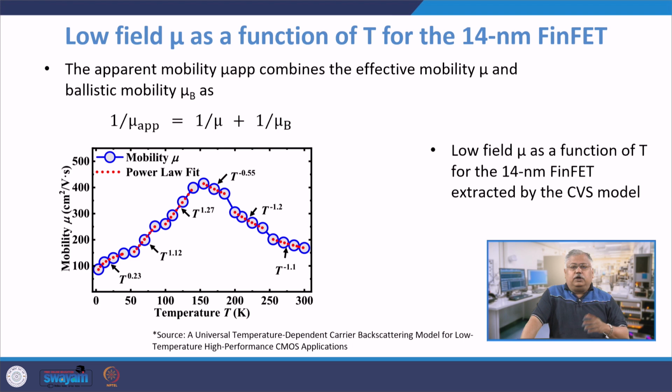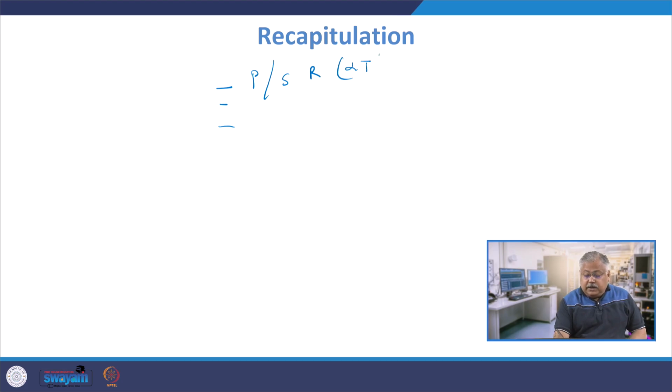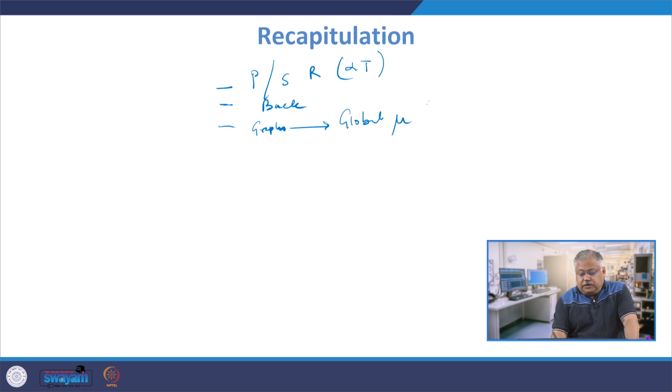With this, let me recapitulate what we did till now. We did a very extensive study of mobility model variation with temperature. We saw that there are many components: phonon, surface roughness, and so on, and their dependency on temperature. Sometimes it is impurity limited scattering, at other times it is lattice scattering limited mobility. Then you also studied backscattering, and finally we ended up showing you a graph which gives you a global picture of mobility variation with respect to applied electric field and temperature.